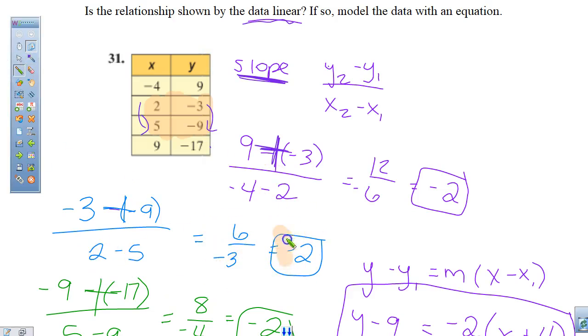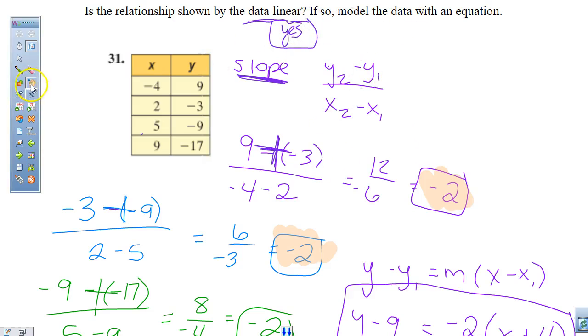So you can see both times that I tested that theory, I got a slope of negative 2. You're done. You only have to test it 2 times. If you get the same slope both times, then you can assume, is the relationship shown by the data linear? Yes. You can assume the answer is yes.